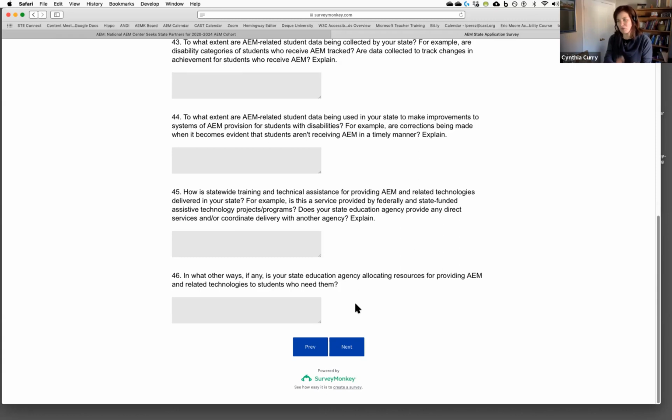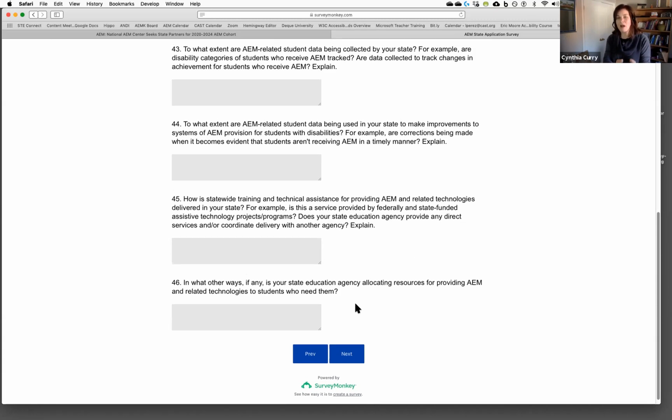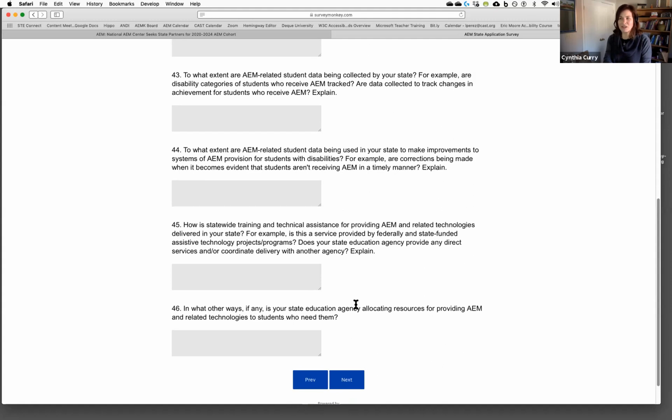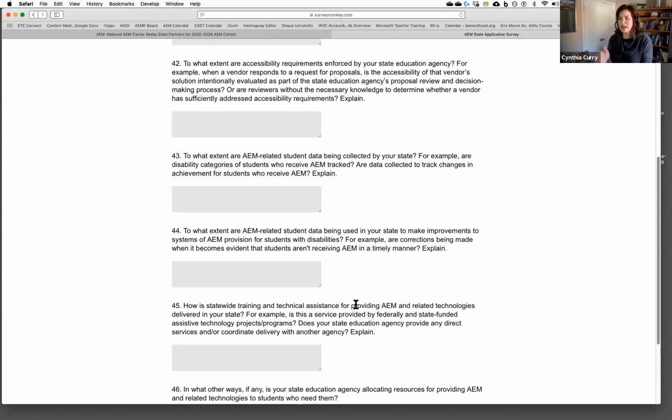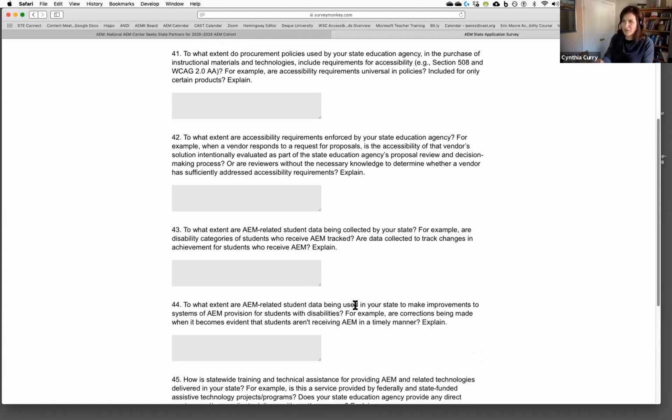For example, where are the requirements? Are there requirements in place around accessibility in procurement policies, as well as in selection of materials and technologies for that particular question, and the others, because this is questions 41 through 45 or 46. Yep, all of those relate specifically to your K12 system.